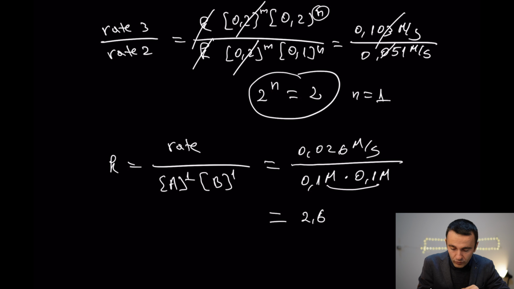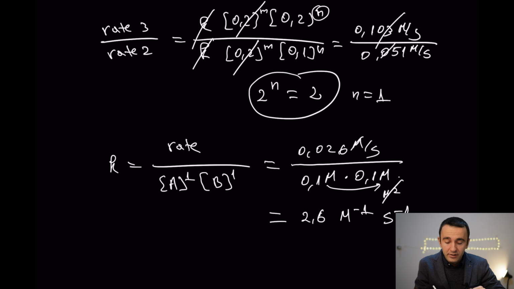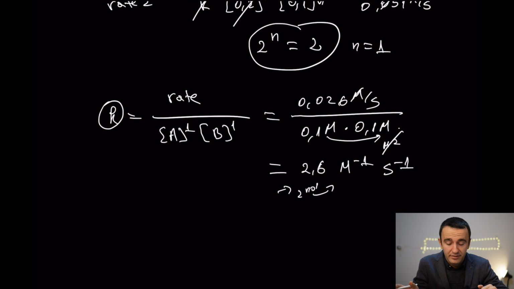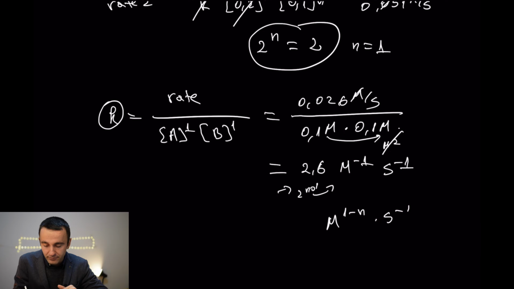Now molar to molar is molar square, simplified with this one, and it's going to be molar minus 1 times second minus 1. What we found also here, we found that the unit of the constant for the second order reaction is molar minus 1, second minus 1. You do not need to remember this one, but you need to remember only this general formula. So for any order of the reaction, the unit is molarity to the 1 minus n multiplied by second minus 1.